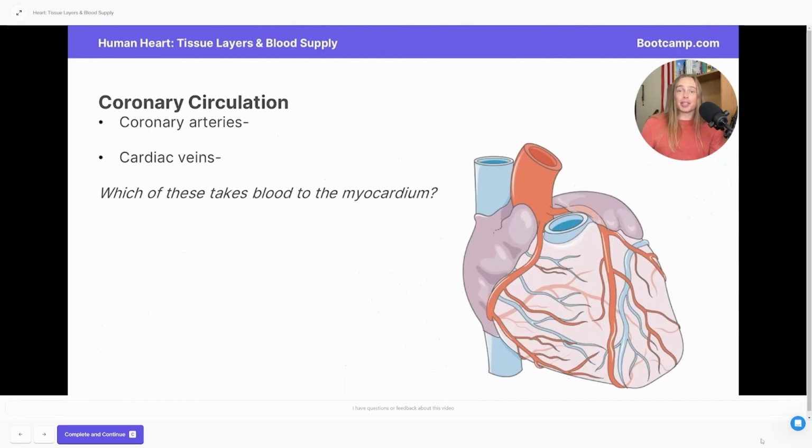This is referred to as the coronary circuit because there's a ring of vessels that sit around the top of the heart that often resemble a crown. So the coronary circuit then is made up of coronary arteries and cardiac veins. So which of these is going to be responsible for delivering oxygen-rich blood to the myocardium?